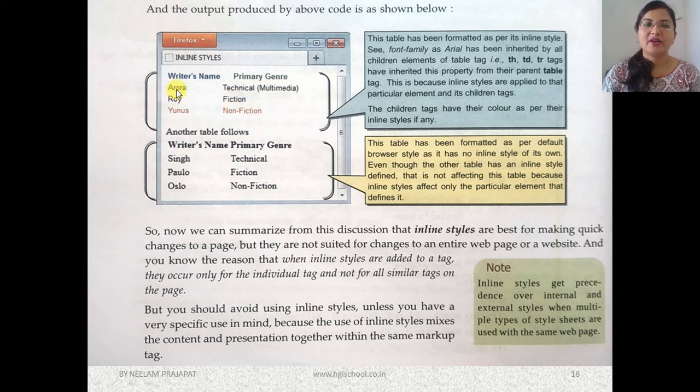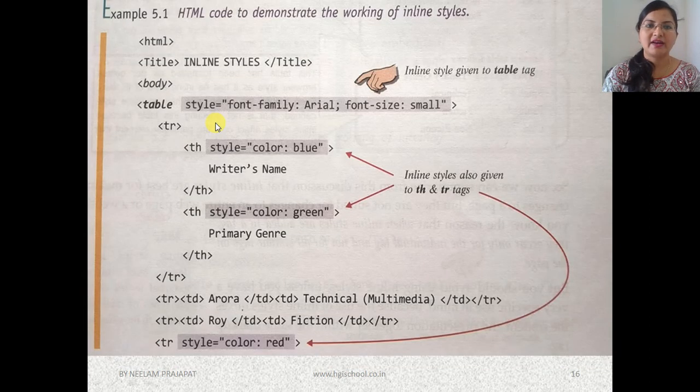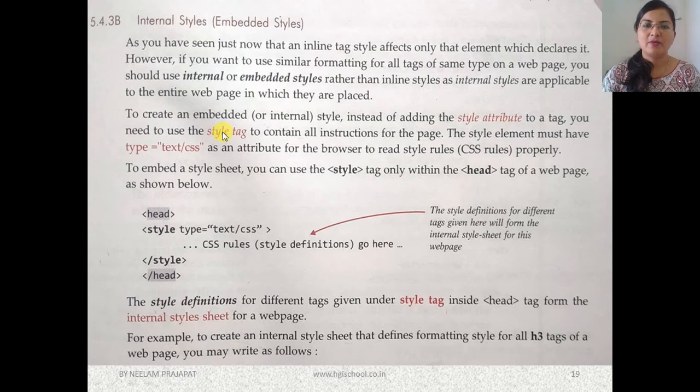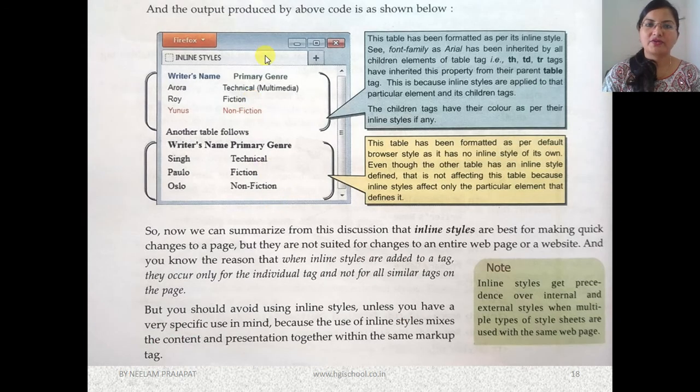Now here you can see there is no border given. Why is there no border? Because we have not written table border equals to 1 over here. If we write that, then only we will be able to see the borders. I hope you understood both the tables.